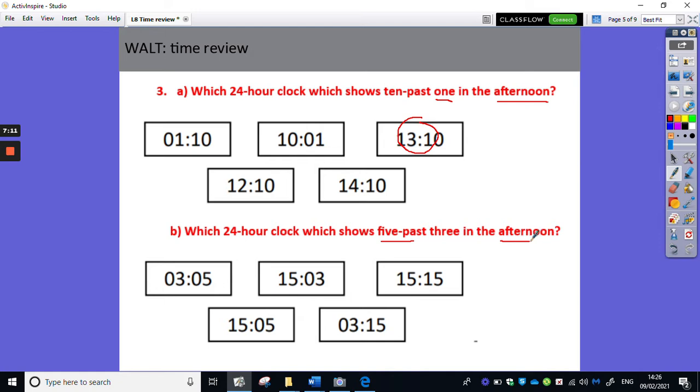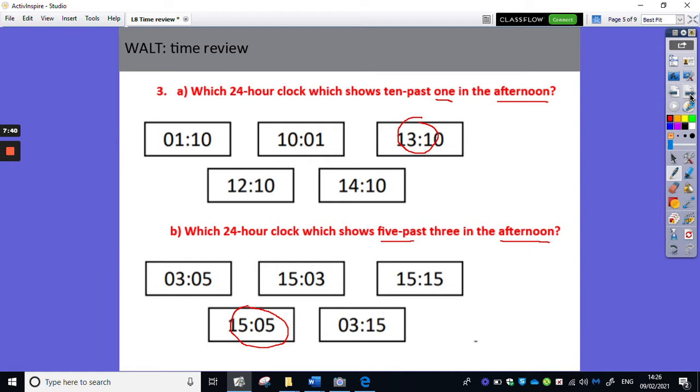Now it's in the afternoon, so it could be this one, but I know 24-hour clock changes at 12 and then it goes to 13. So I need to do 3 add 12. Remember, we add on 12 hours. So 3 add 12 is 15. So it is this one that shows the 24-hour clock of 5 past 3 in the afternoon. So well done if you got both those correct.